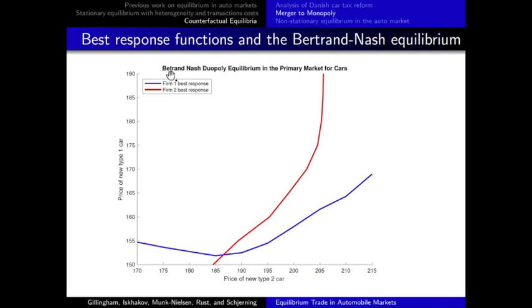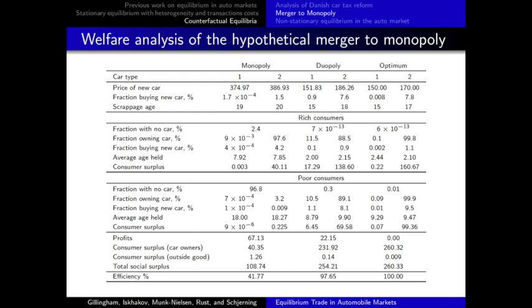Okay, then here you've got the Bertrand-Nash equilibrium, where the best response functions are of the two firms. So you've got firm one's best response function and then firm two's best response. You've got the price of a type 2 car here, and you see the best response of firm one is to increase the price of that car. Anyway, so here's an equilibrium, and this is a Bertrand-Nash equilibrium where these two best response functions are crossing each other. Okay, so I think I'm going to conclude with these results.